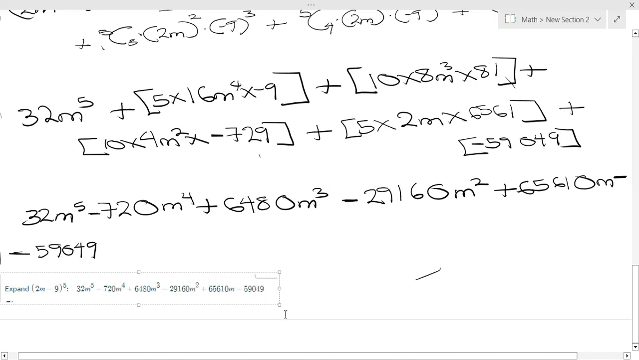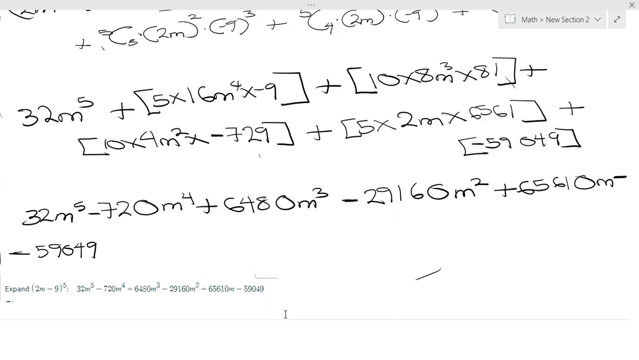So you can see this is how you can solve these questions with binomial expansions. It's not difficult actually, but it just takes a long time. That's all. It takes a long time, but it's not difficult.